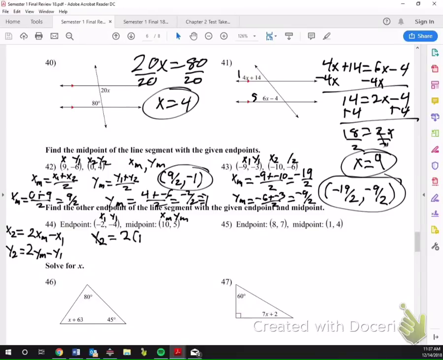x2 equals 2 times xm. So that's 2 times 10 minus, so that should actually be not 4, but 2. Now notice that over here we have a negative, but because we're plugging a negative in there, we have a negative, negative 2, so that gives us a positive 2.